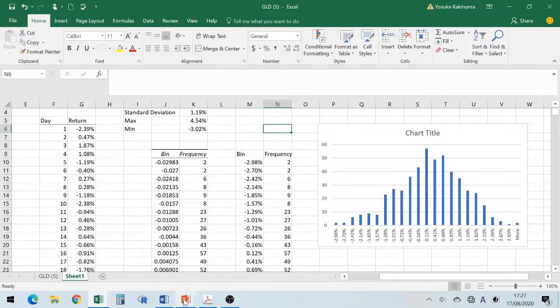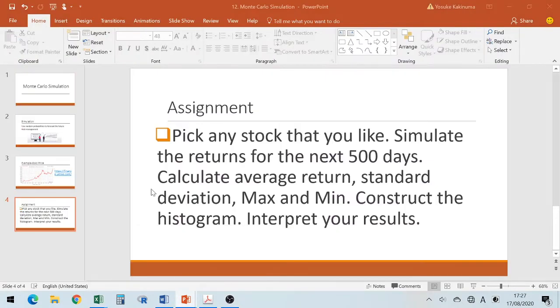All right, so your assignment is, I just used the example of gold, but I want you to pick any stock, anything you like. You can choose CPO, you can choose Petronas, or maybe a company from another country, like Alibaba from China, or maybe Microsoft from the US. Then I just want you to do the same thing: simulate the returns for the next 500 days. Then calculate the average return, standard deviation, and maximum and minimum return. And I want you to construct a histogram.